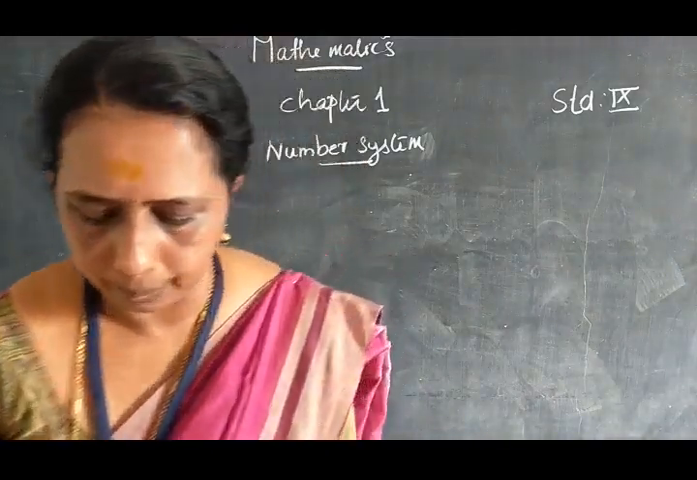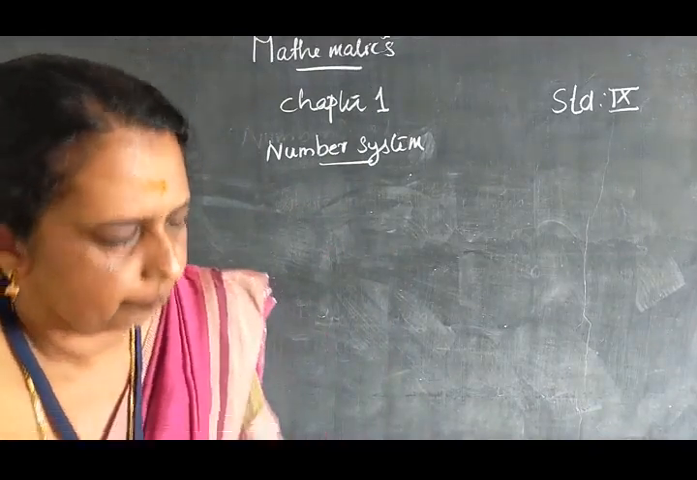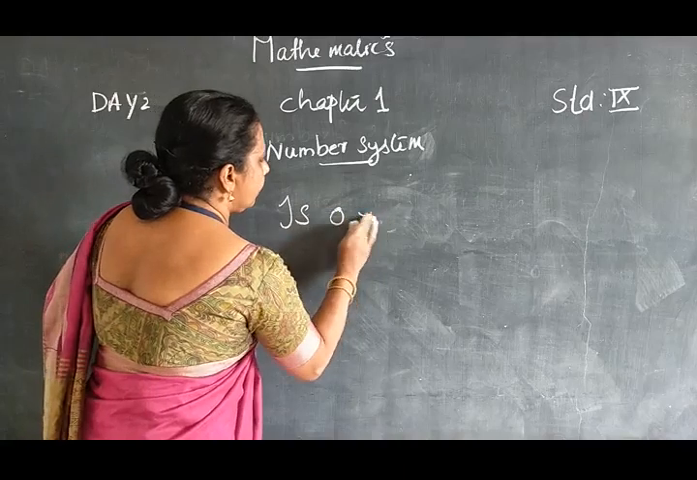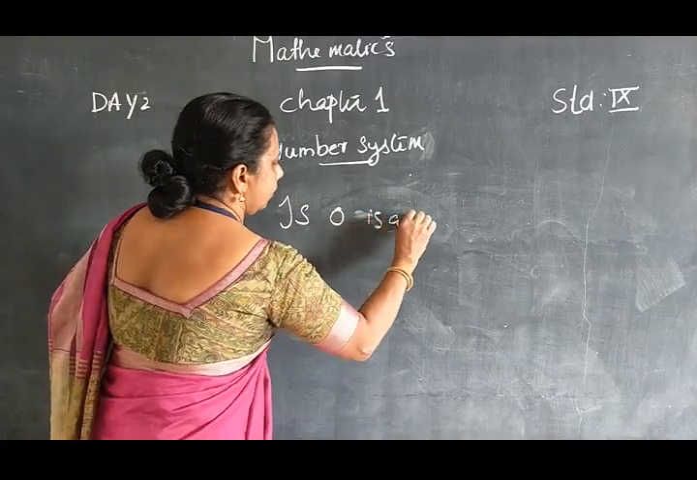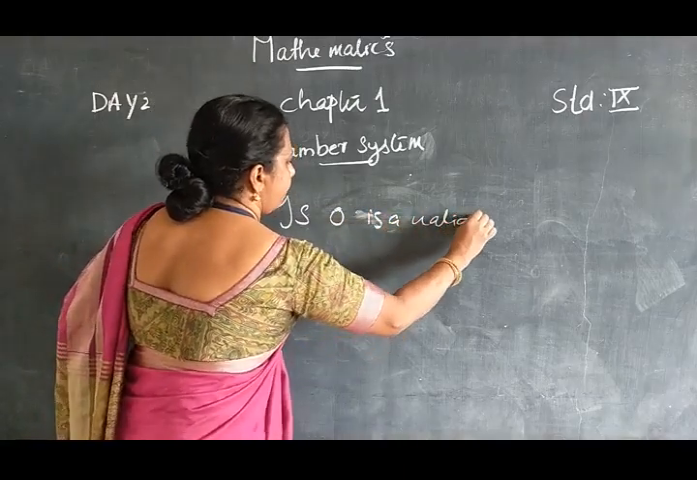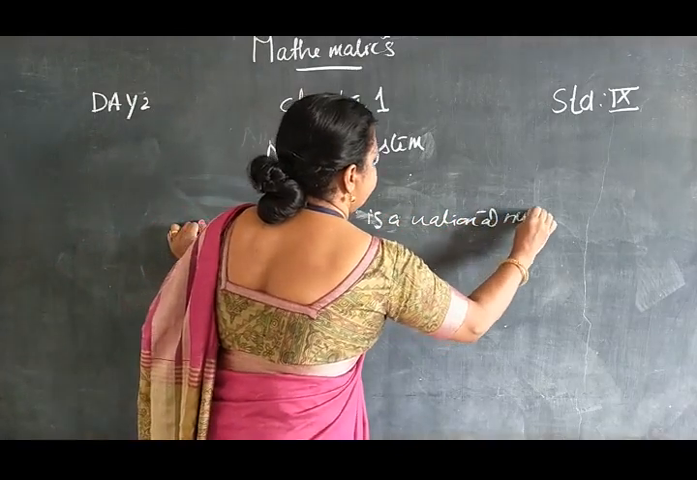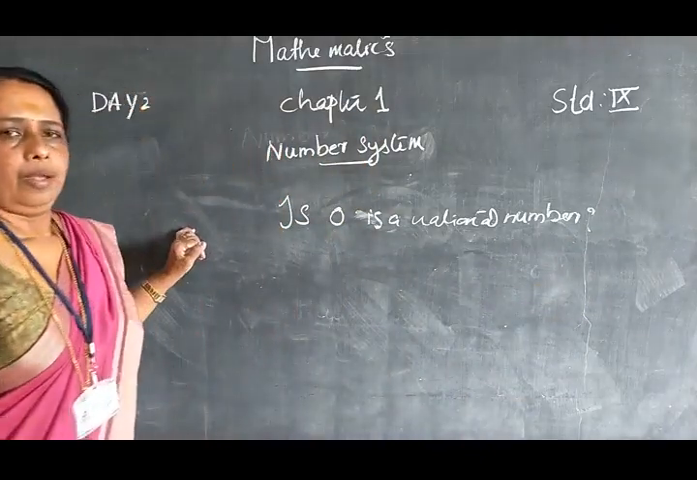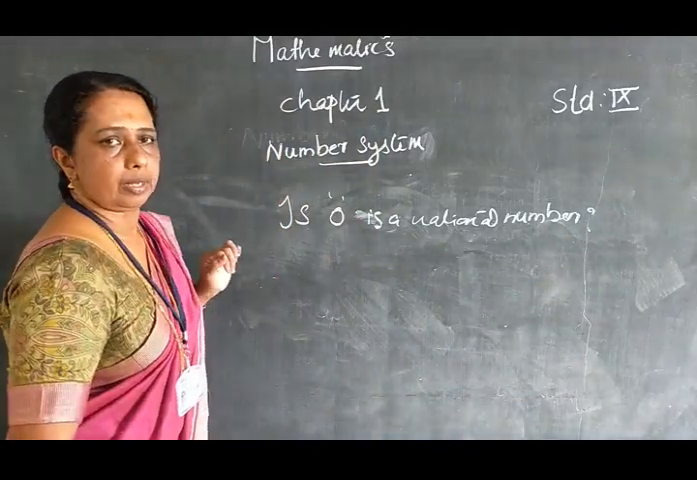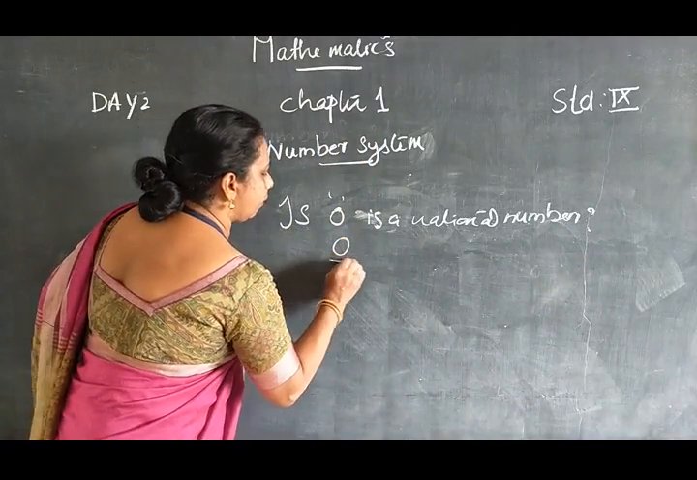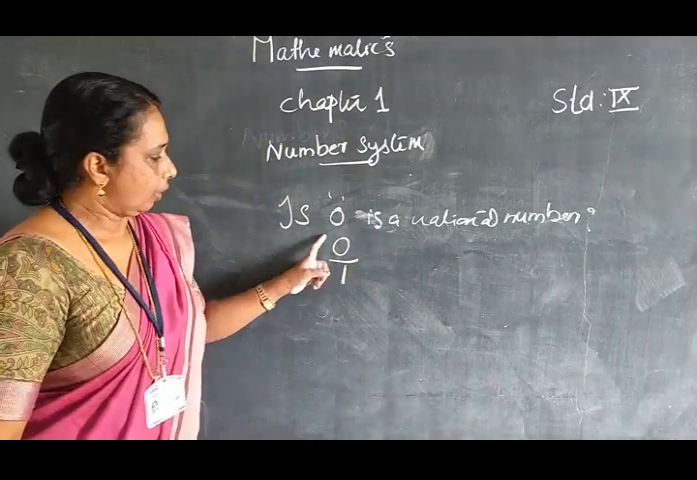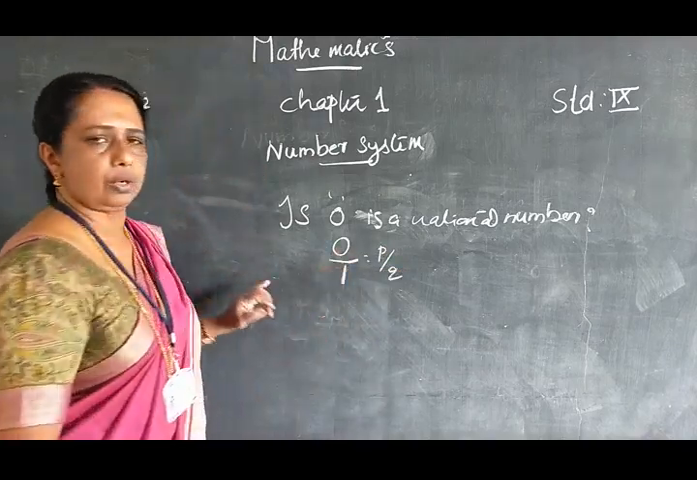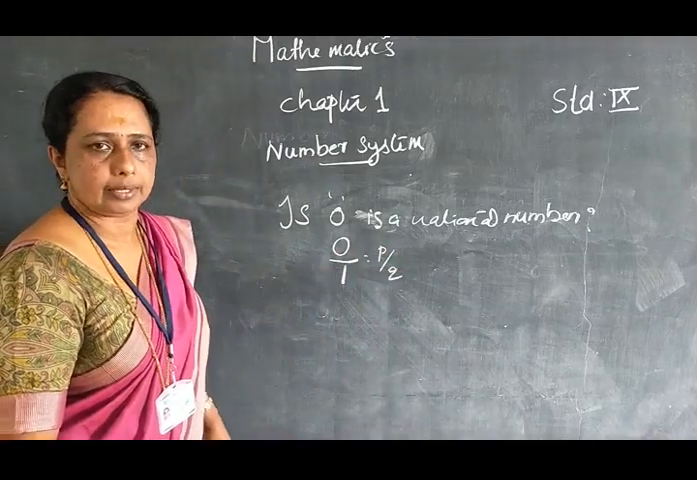Next one is: is 0 a rational number? Yes, 0 is a rational number. Why? Because 0 can be written in the form 0 by 1. That is equal to which form? p by q, where q is not equal to 0. Therefore 0 is a rational number.